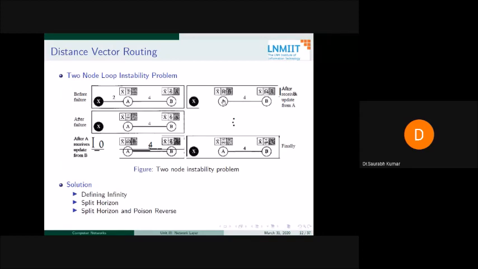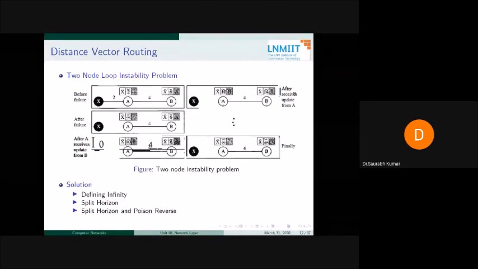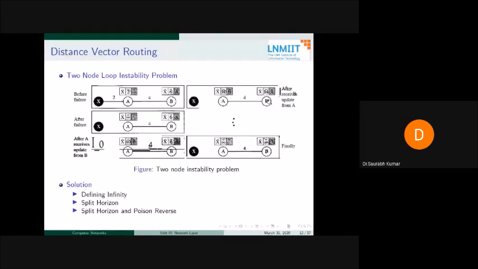Because A has already sent its routing table to B, A knows that it has sent this particular table. Unnecessarily, if B sends that information to A again, advertising that it will take A to go to X, that is unnecessary. So by using split horizon, we are trying to remove this confusion.